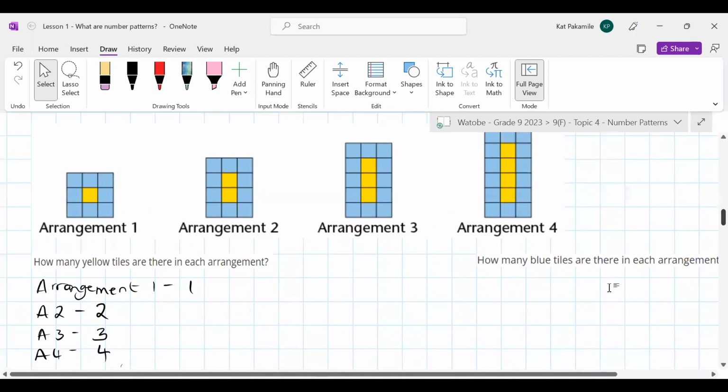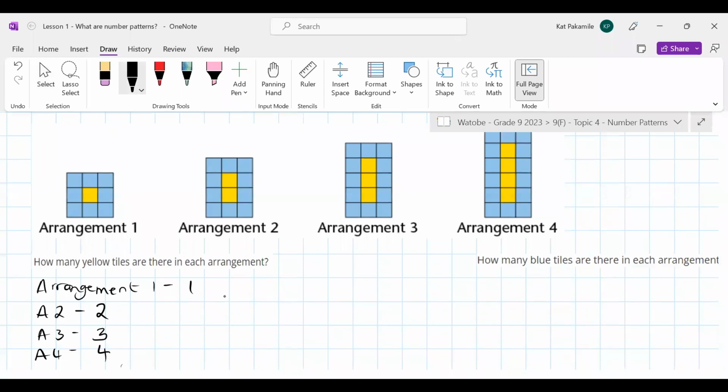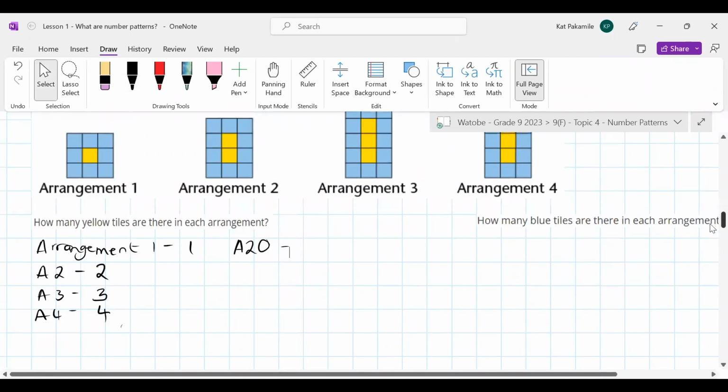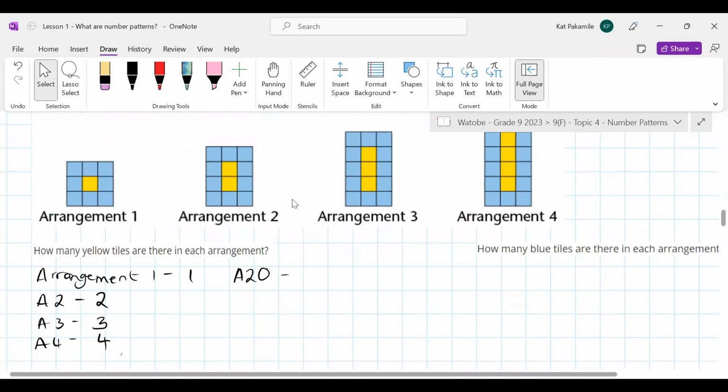Besides that, for instance, if I asked you how many yellow tiles are going to be in arrangement 20, what would you say? You must recognize the pattern. Besides adding 1, yes, we are adding 1, but check this out. Check something cool out, okay? You don't have to add to see this.